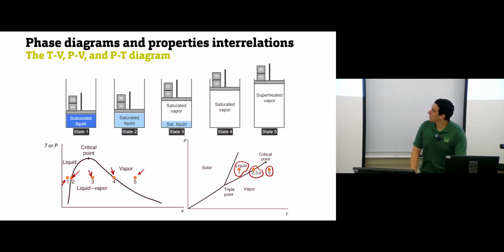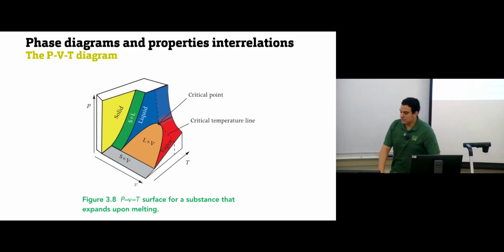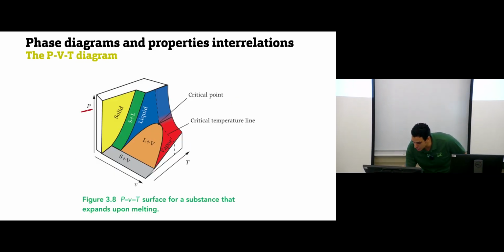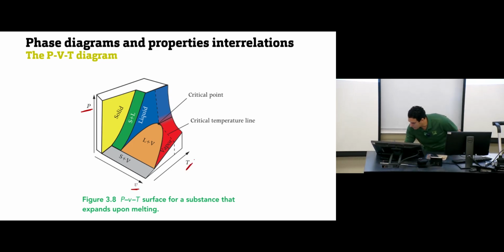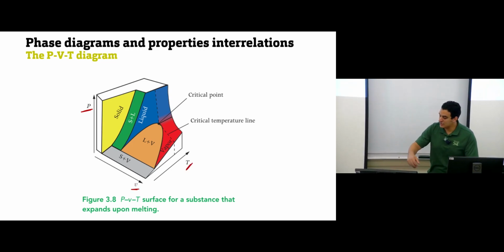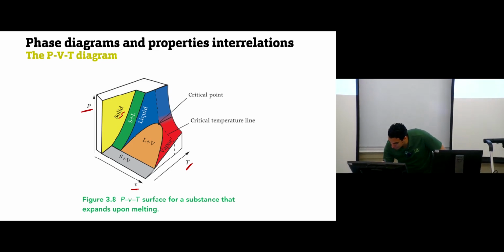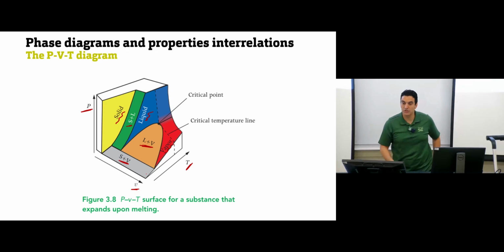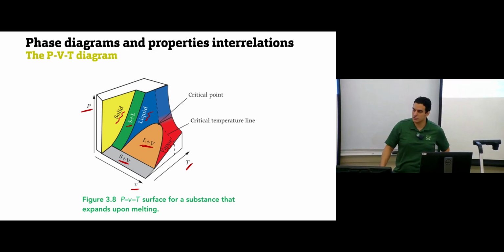Okay. The last one we have is 3D diagrams. It's the PVT diagram. So here we have pressure, volume, temperature, all of them plotted in the same diagram. And this is how it looks. We have a region that represents solid, another region that represents solid and liquid. Region for the liquid, and then we have region for liquid and vapor. Region for vapor, and then we have region for solid and vapor. So everything is represented with this one.